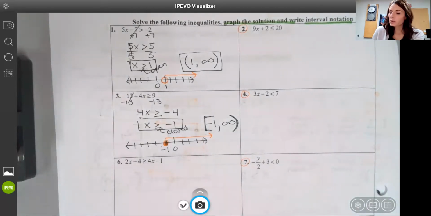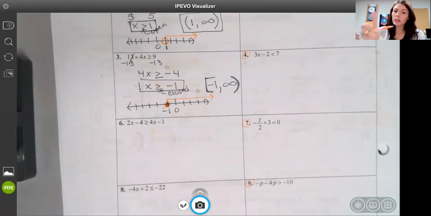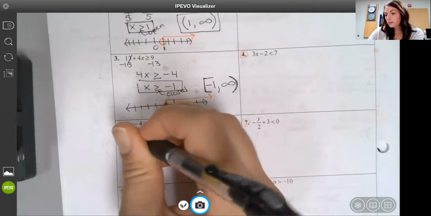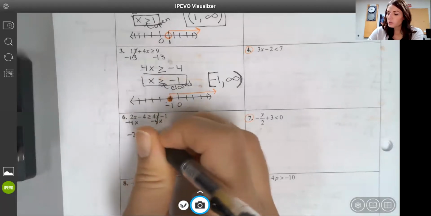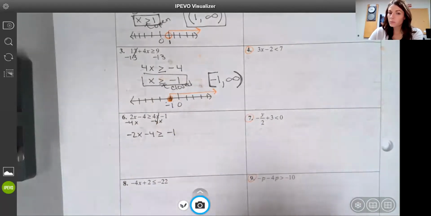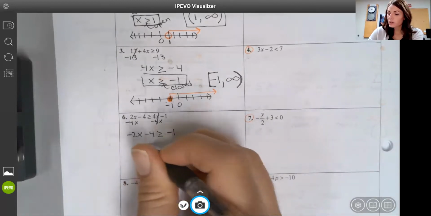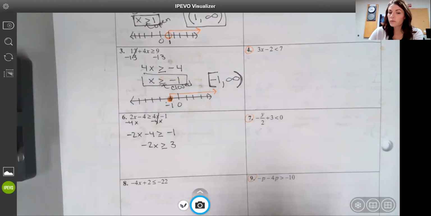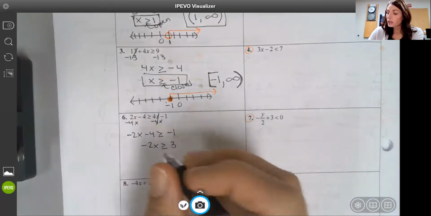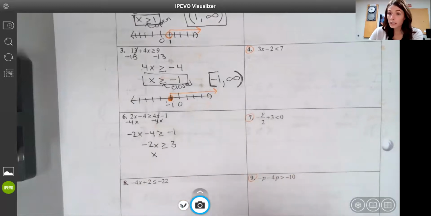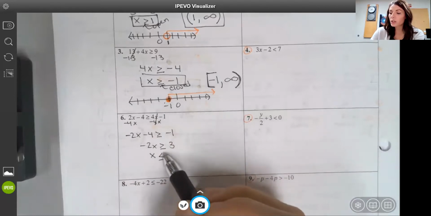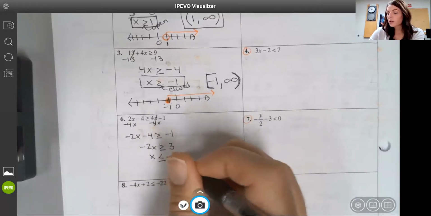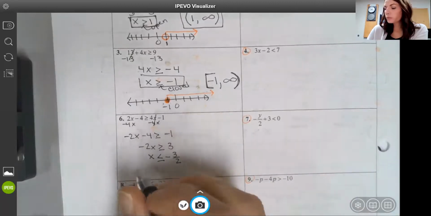On 6, we have variables on both sides. So I don't have parentheses to clear. I don't have like terms to combine. I'm going to collect my variables to one side. I'm going to do that by subtracting 4x. You could have also subtracted 2x. So that gives me -2x minus 4 is greater than or equal to -1. I'm adding 4 to both sides, so -2x is greater than or equal to 3. And I'm dividing by -2. So I'm dividing by a negative, I need to flip my sign. Okay, so greater than or equal to becomes less than or equal to, and this is -3/2 or -1.5.